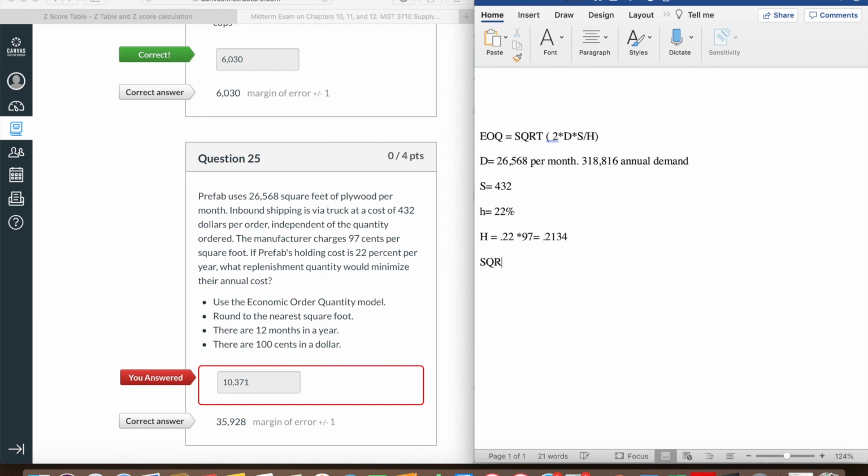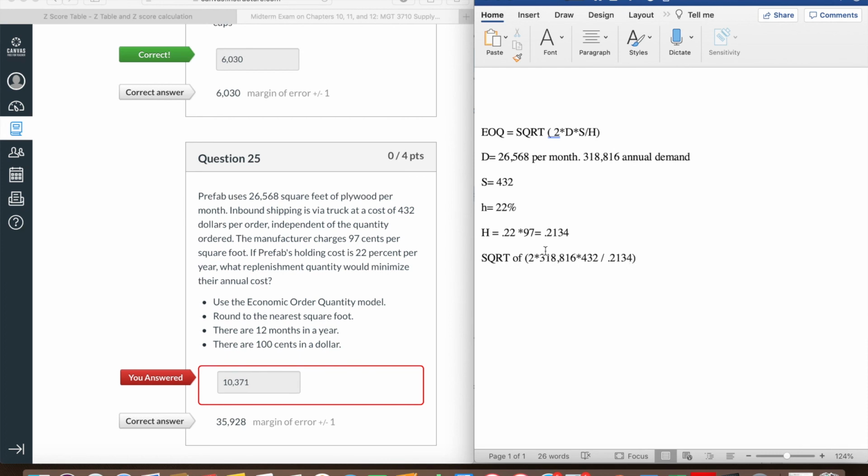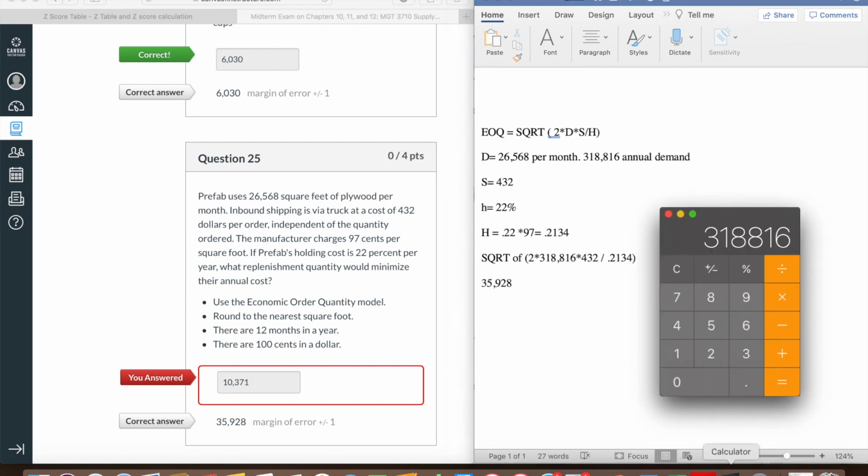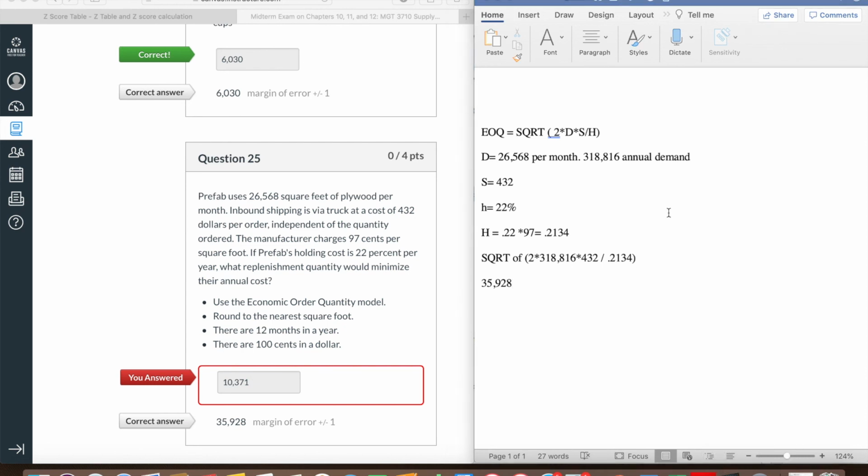Now we can set up the problem. This is the square root of 2 times 318,816 times the setup of 432 divided by 0.2134. Due to the limited technology here, I'm going to solve that on a calculator and come back with the answer. So after plugging all of this in at once in a calculator, the result ends up being 35,928. You could plug that in yourself. Unfortunately, the Mac can't do that, so that's all I can show you.